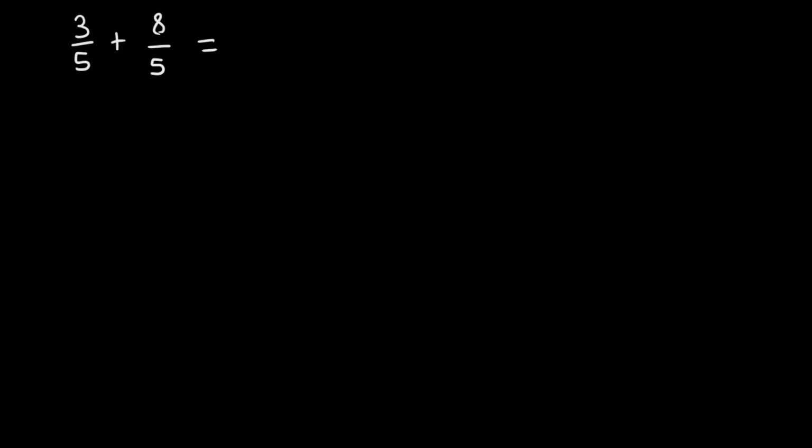Whenever we see the sum of two fractions sharing the same denominator, we can just write down that denominator and then in the numerator sum up the numerators that we find in both fractions. So 3 plus 8. And so in this case, it is going to be 11 over 5.